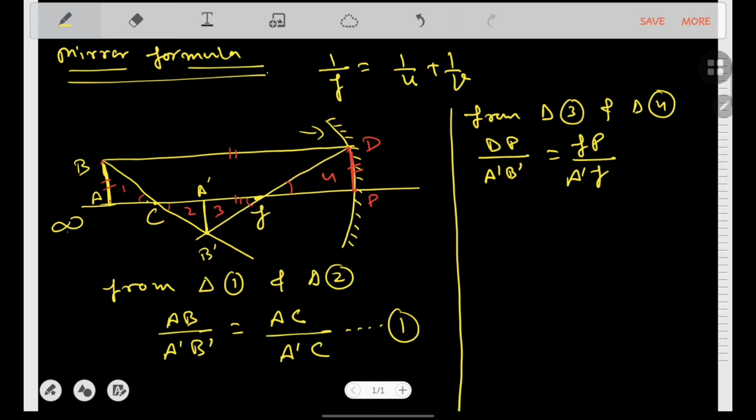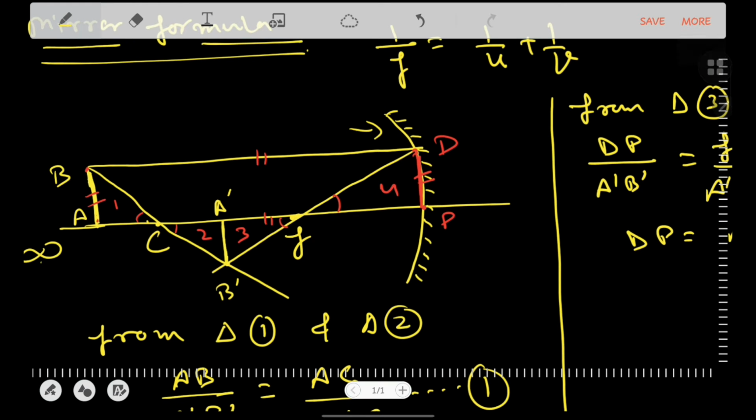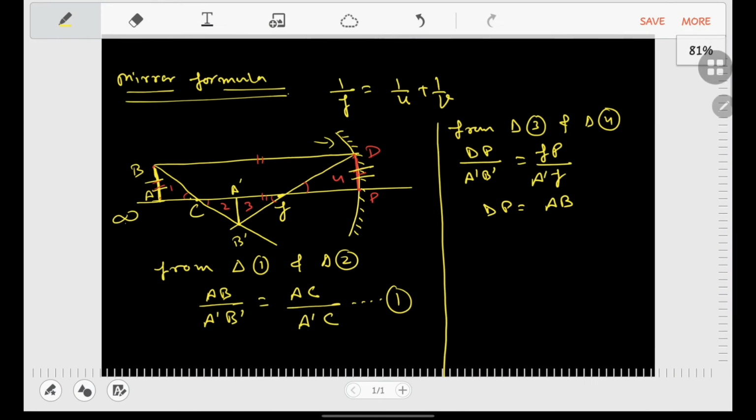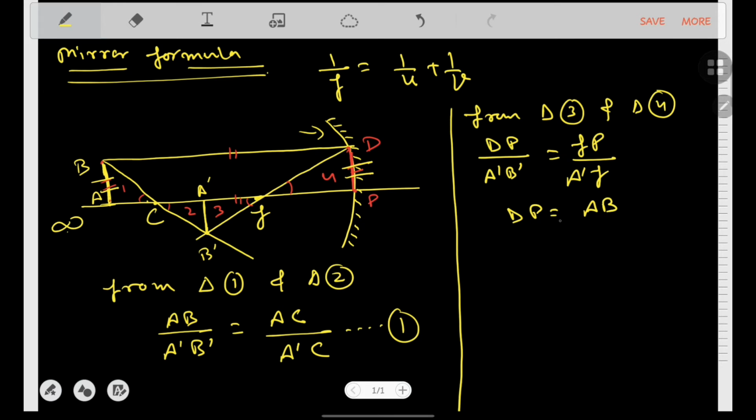Since we know that DP was equal to AB here, because we have already talked about how between similar or parallel lines we get the same height between the 2 points, DP will be equal to AB here. So instead of DP we can put AB. On putting this, what we get is AB upon A dash B dash is equal to FP upon A dash F. I hope you get this. Now this will be our equation number 2.